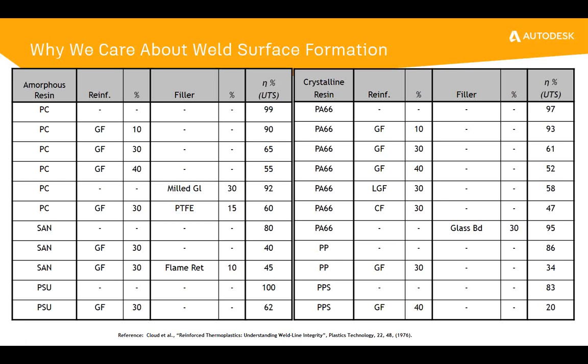So let's just take a look at a few of these. Let's first notice these types of plastic materials that don't have any reinforcement. We see at weld lines, the knockdown factor isn't that bad. If we focus on the top row for our polycarbonate amorphous resin, we see that without any reinforcement, the factor to apply to the strength of the material is 99, so 99%. So we have 99% of the strength of the material at that weld surface location.